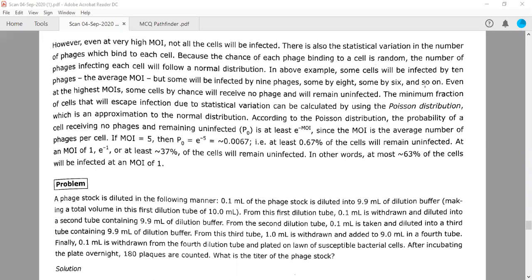So actually this is showing you a normal distribution, right? Now you need to find out how many cells are there in the culture which are not infected even at high multiplicity of infection. So you need to find this Poisson distribution, which is actually shown by P naught.